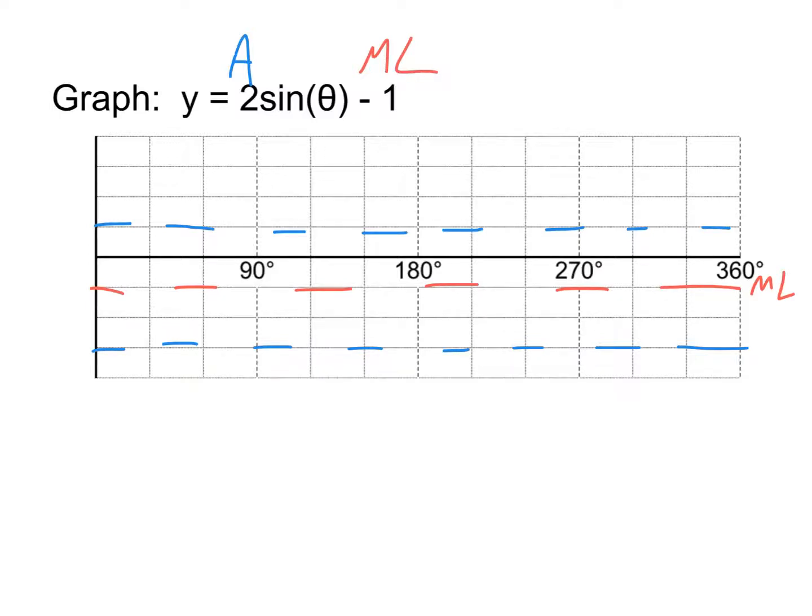Alright, so now that I've drawn those in, I can go ahead and start making my graph for sine. The big thing I need to remember, for sine, where does it start? The top, the middle, or the bottom? Middle, absolutely. So my first point goes on the midline.